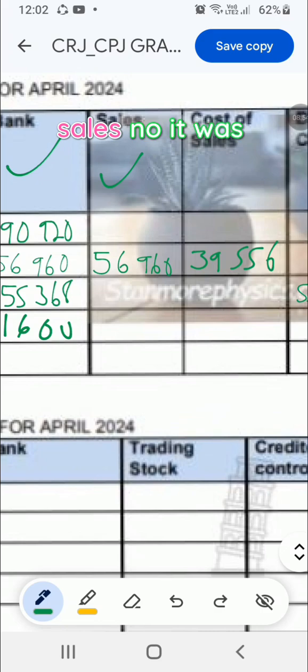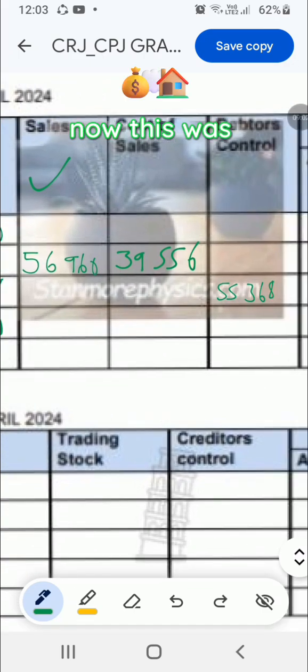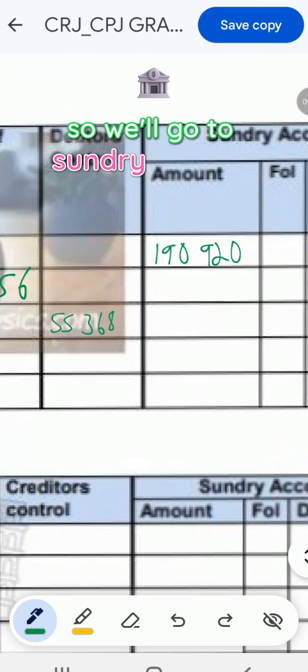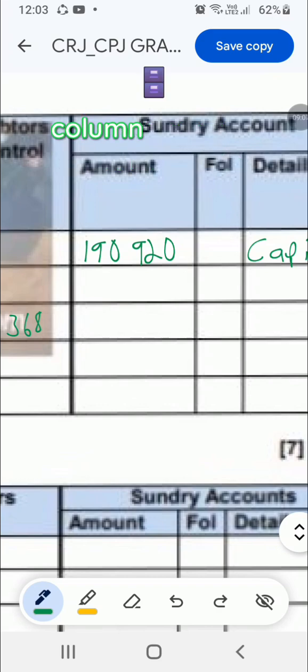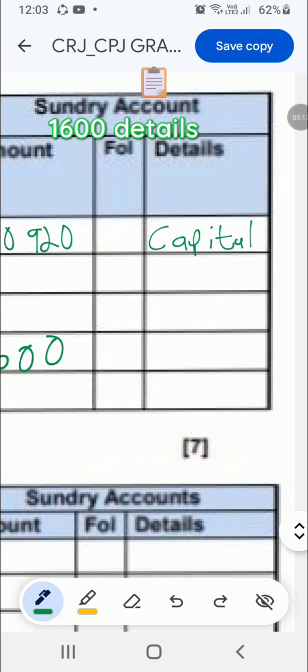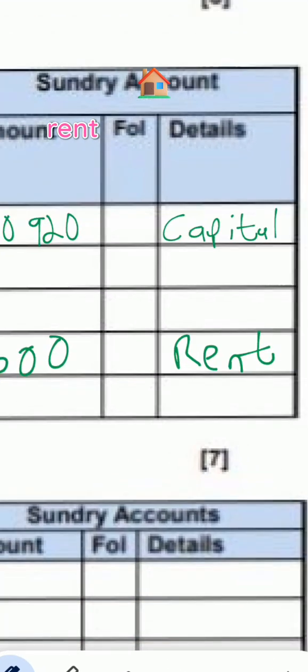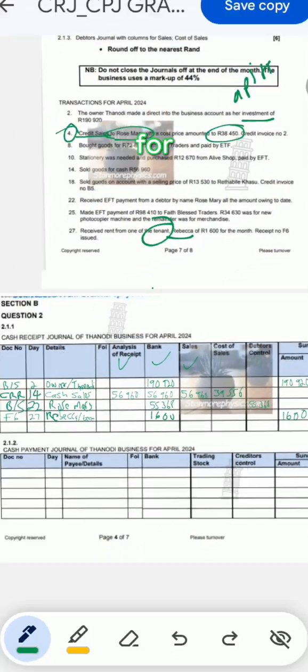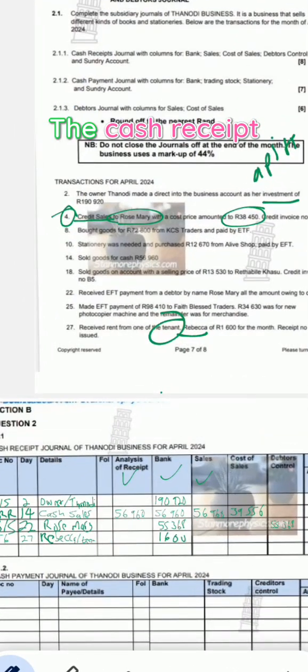Sales? No, it was not a sale. Now this was money for rent. So we'll go to sundry account because we don't have the column for rent and write 1,600. Details, this was for rent. Let's look at our transaction for the cash receipt journal. It looks like that.